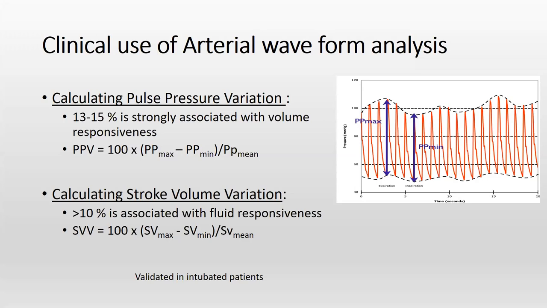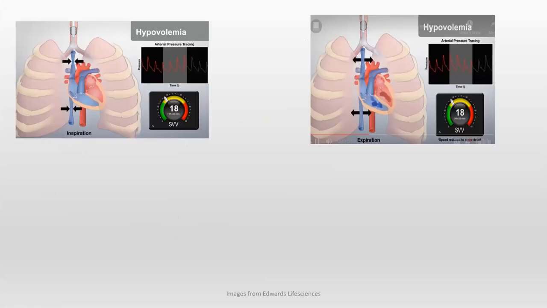Pulse pressure is the difference between systolic and diastolic arterial pressure. It varies with respiration, and the variation is induced with positive pressure ventilation. Variation in pulse pressure is thought to be an indicator of the patient's position on the Frank-Starling curve, which indicates response to preload. Studies have demonstrated that with positive pressure ventilation, a pulse pressure variation of at least 13 to 15% is strongly associated with volume responsiveness. Stroke volume variation is, I have this over here. Again, I like these images from Edwards Lifesciences, so I just took them to explain it better.